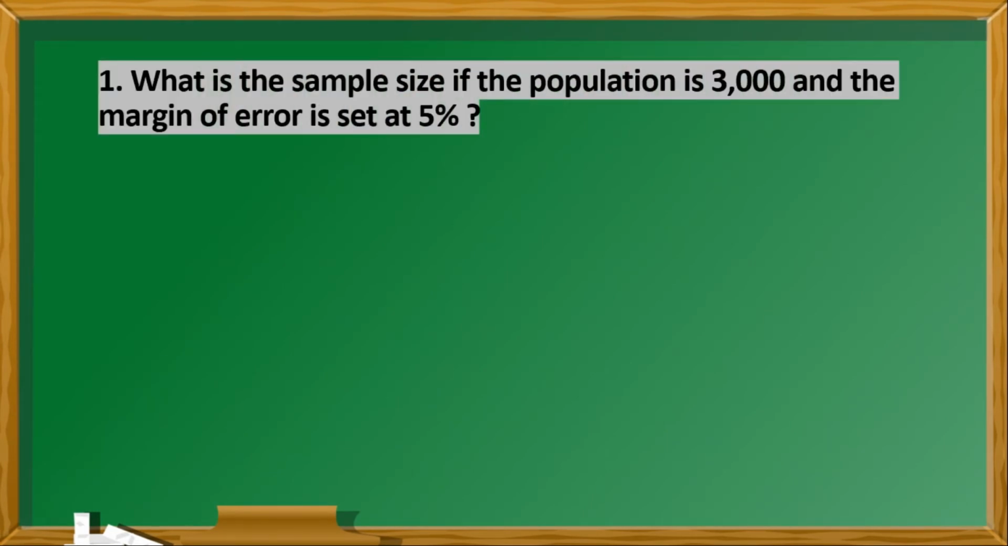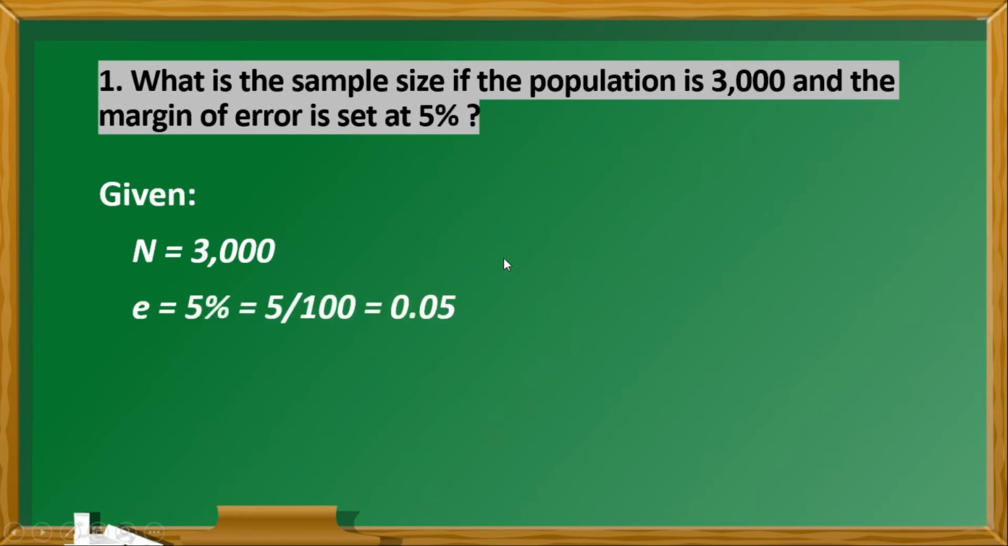Ayan, for our number 1, what is the sample size if the population is 3,000 and the margin of error is set at 5%? Ayan. So, yung given natin is yung population, no? Yung big letter N natin, it is equal to 3,000 since yun yung population natin. At yung margin of error natin is 5%.